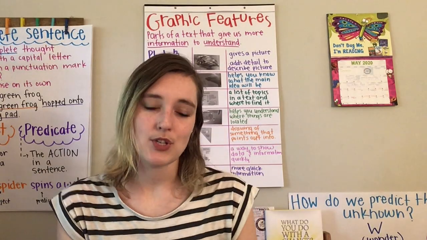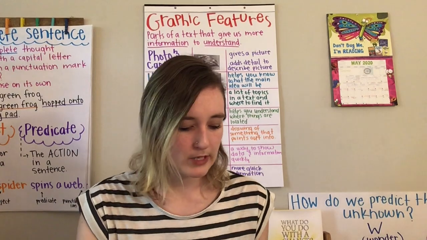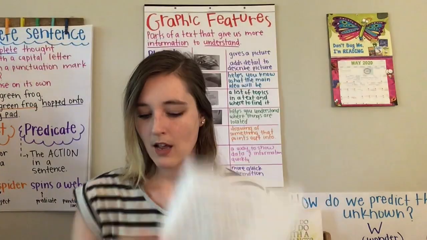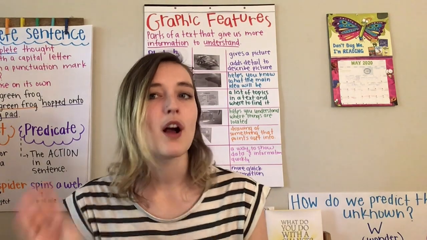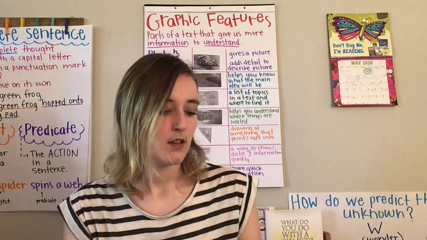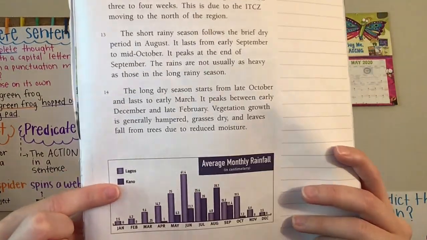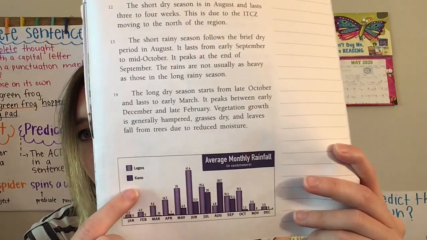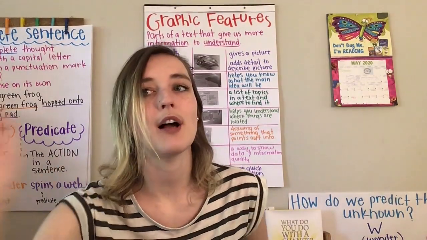And finally, we're going to answer the question on the bottom. It says, what information can the reader learn from the graphic feature on page 27? Circle all that apply. Oh, it might need more than one. You know what I would do? Go to page 27, look at it, study it. Now look and see what you should circle. Cross out the ones that don't make sense. I'll point out again, average monthly rainfall for Lagos and Kano throughout the year. Lagos is this light purple one, and Kano is the dark purple one. Okay, go answer that question and log it on your homeschool log.